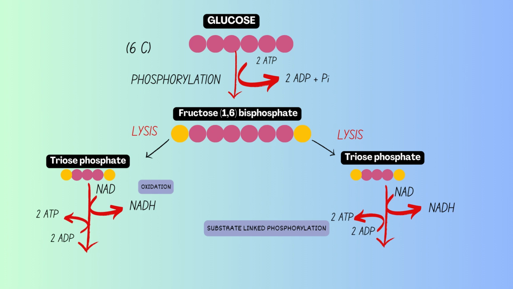Substrate-linked phosphorylation occurs to produce 4 ATP molecules, where ADP and a phosphate from the intermediate triose phosphate combine at an enzyme active site. This produces a net of 2 ATP and 2 pyruvate molecules.